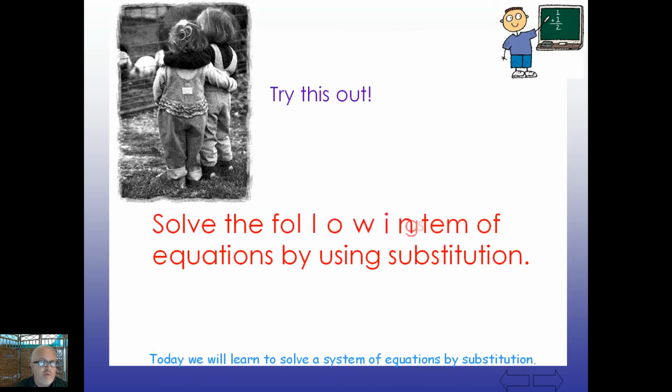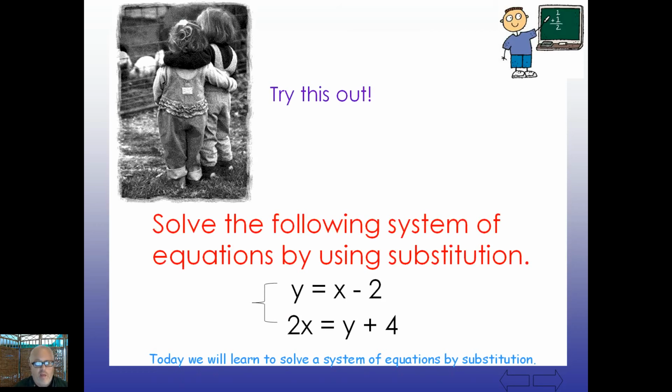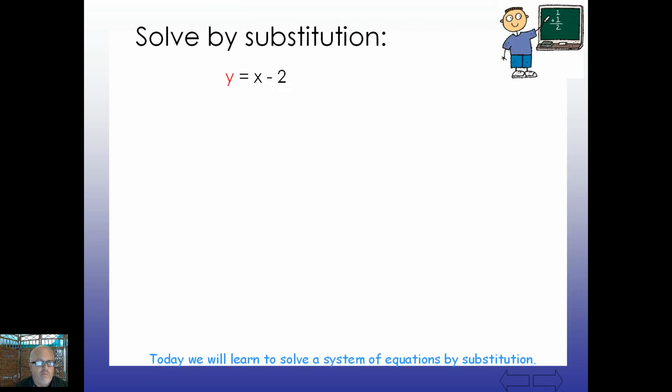Alright, so how about you try this one on your own here. So you got your notebook, you're ready to go, and there's your system. Y equals x minus 2, and 2x equals y plus 4. Alright, go ahead and press pause, get that started, and I'll be here when you get back.